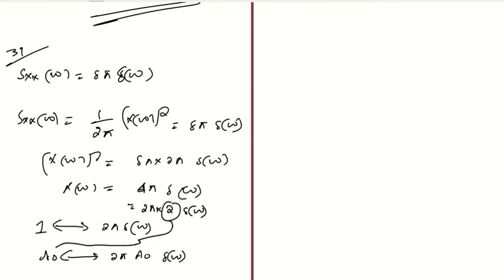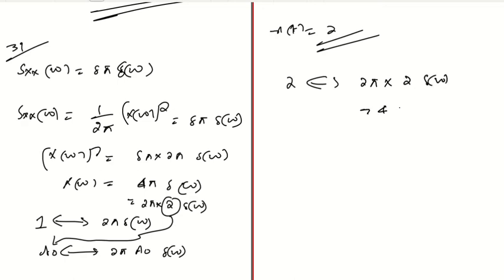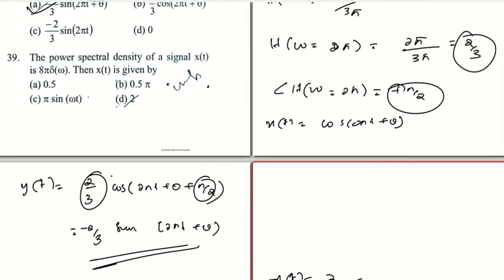So the original signal, that is our x of t, was equal to 2. Only 2 will give the Fourier transform equal to 2 pi into 2 into delta of omega, which is our 4 pi into delta of omega. So that is how we got the answer: x of t is equal to 2.